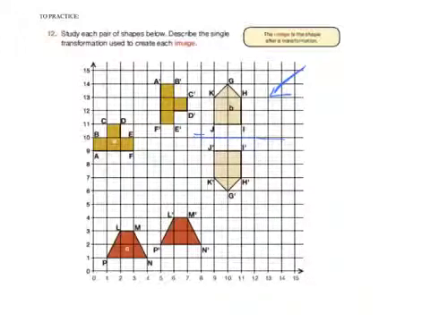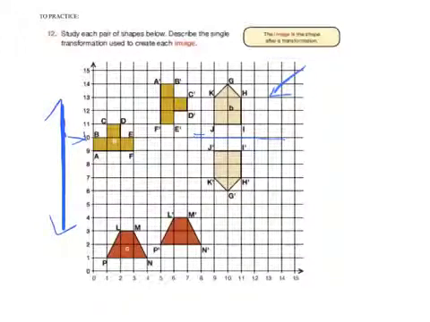So I could say that this shape has been reflected down through the vertical axis of 10 because this is the vertical axis. It's up and down, and it is at number 10. That's how you would describe that reflection.